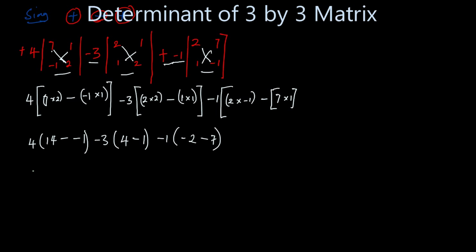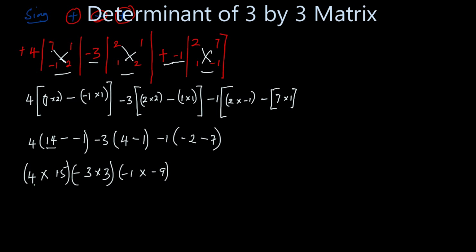Then we'll have 4 multiplied by 14 minus minus 1, which is 15. Then minus 3, you can have these ones enclosed in a bracket. So minus 3, multiply this by 4 minus 1, which is 3. So we multiply this together again. Then minus 1, multiply this by 2 minus 7, which is minus 9.